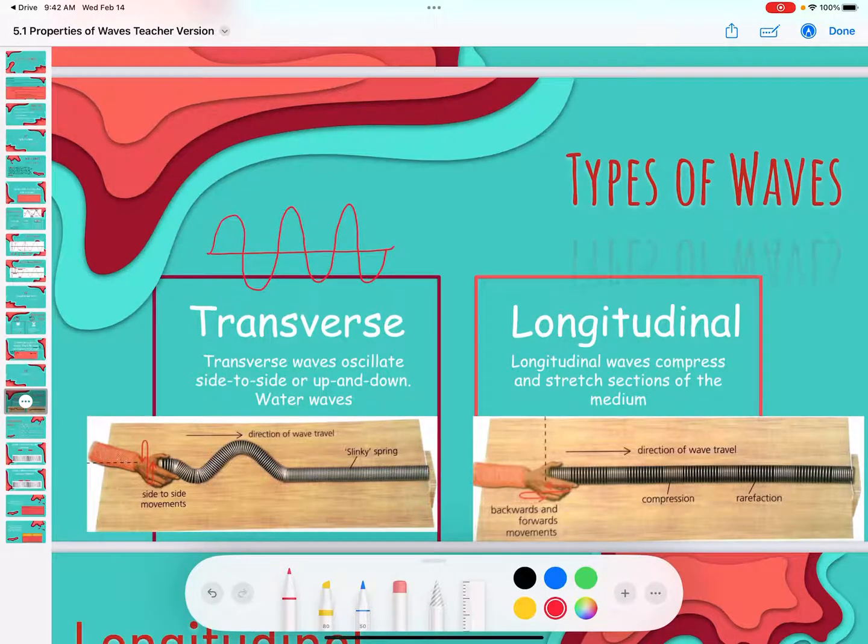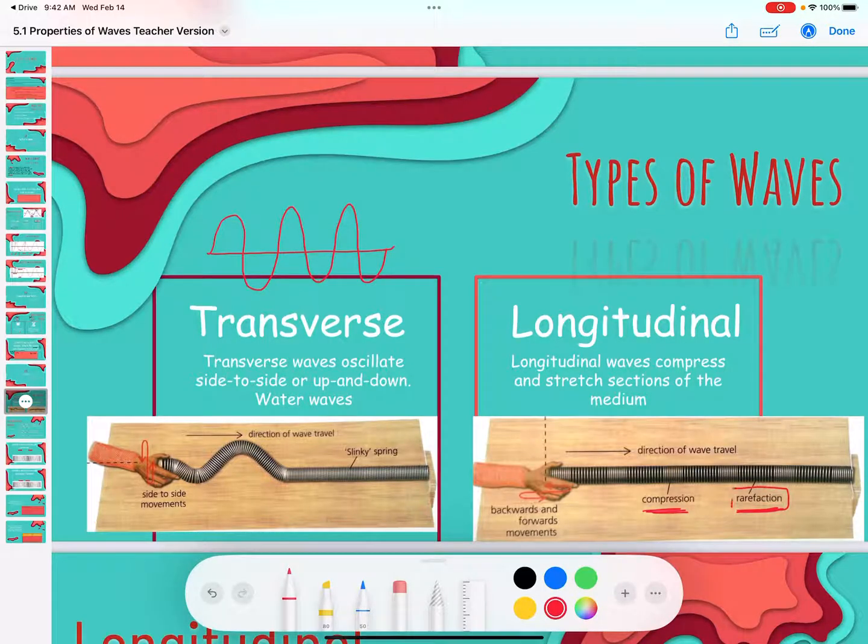Longitudinal waves, on the other hand, do something kind of weird. They stretch and compress, and there are sections where they are stuck together, where the waves are close together, and then there are sections where they are stretched out. Those areas where things are tight together are called compressions. Areas where the wave is stretched out, or where the medium is stretched out by the wave, are called rarefactions, which is kind of an interesting word.